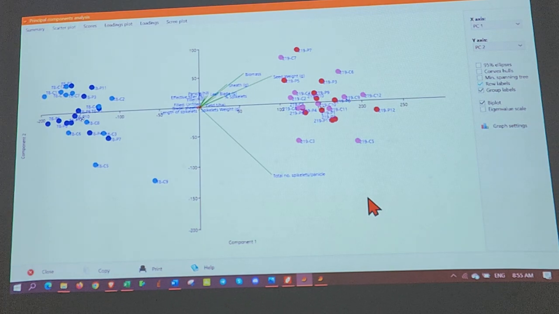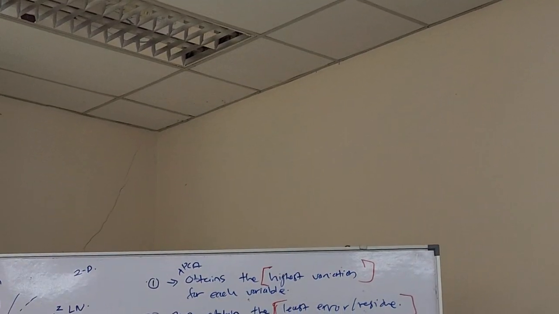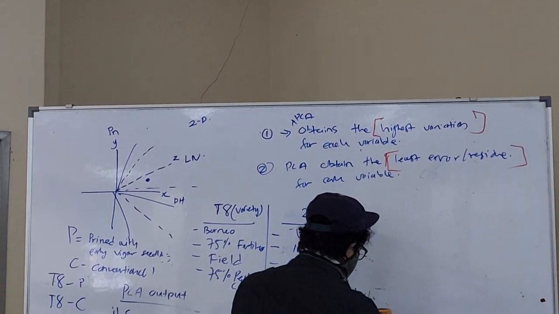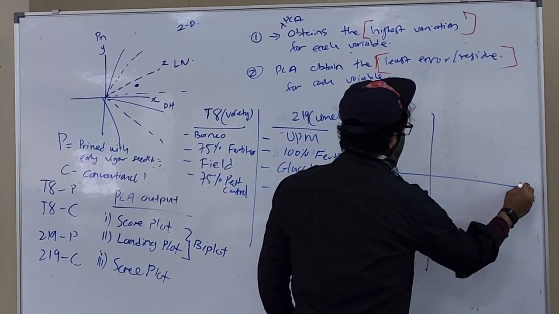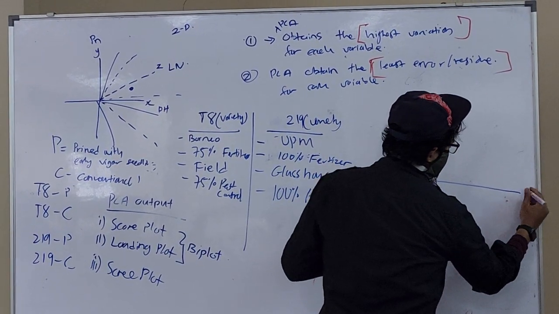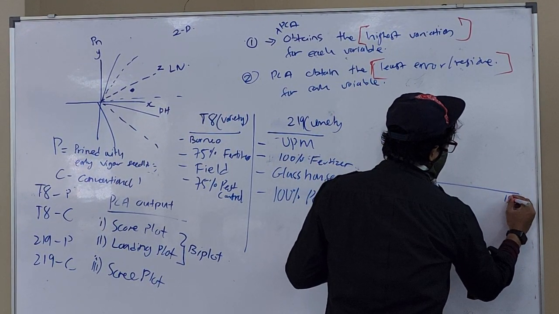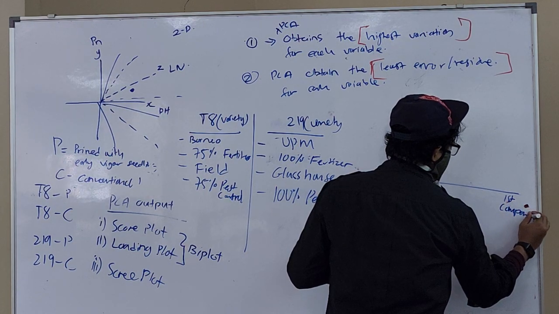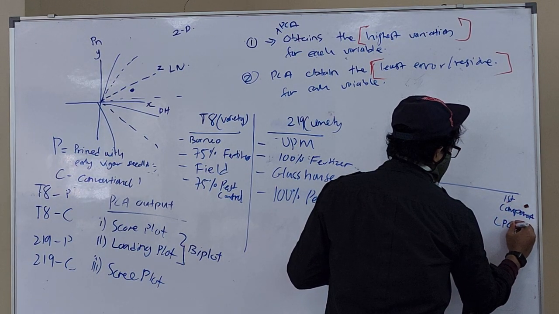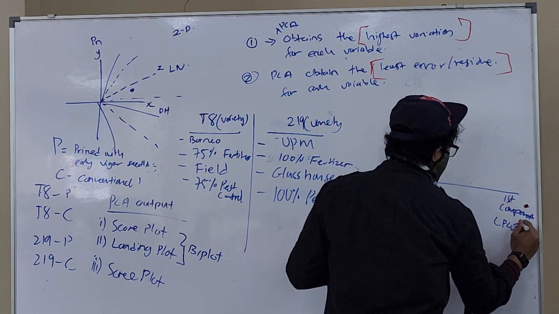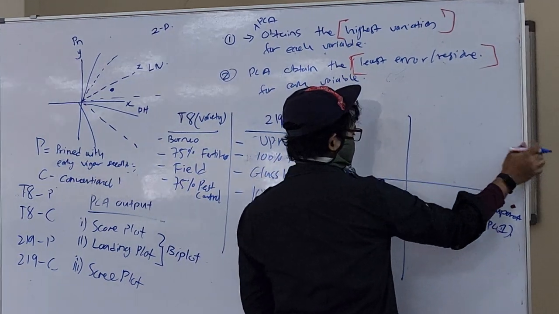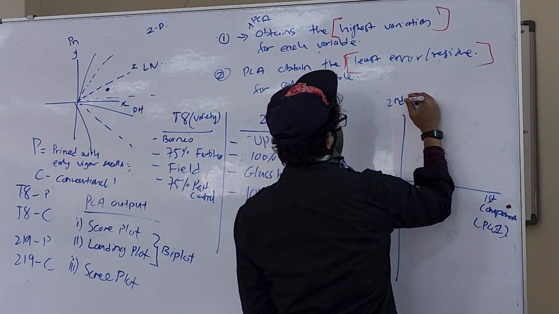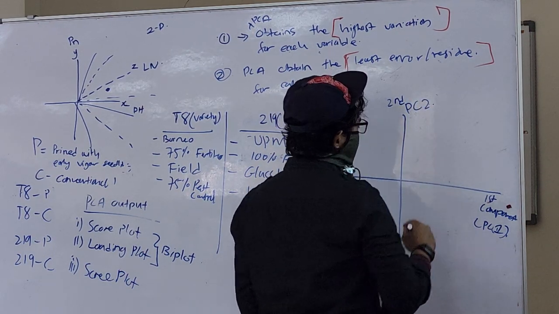Can you see this quadrant here? I'll just wrap this. So we got a quadrant here. On the X here, we call it the first component or PCA1, PC1. PC stands for principal component. And the vertical line is for the second PC, or PC2.